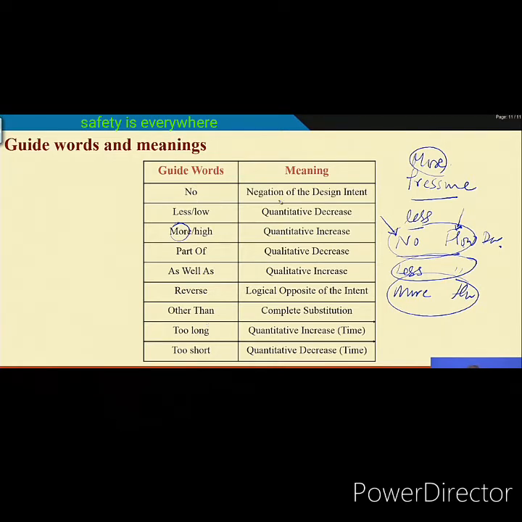You see, no means negation of the design intent. Design intent: there must be flow of the sulfuric acid to the reactor. There is no flow, no material is going. Less is quantitative decrease, more is quantitative increase. Part of is qualitative decrease, as well as is qualitative increase. Reverse is the logical opposite of the intent. Other than, too long, too short.